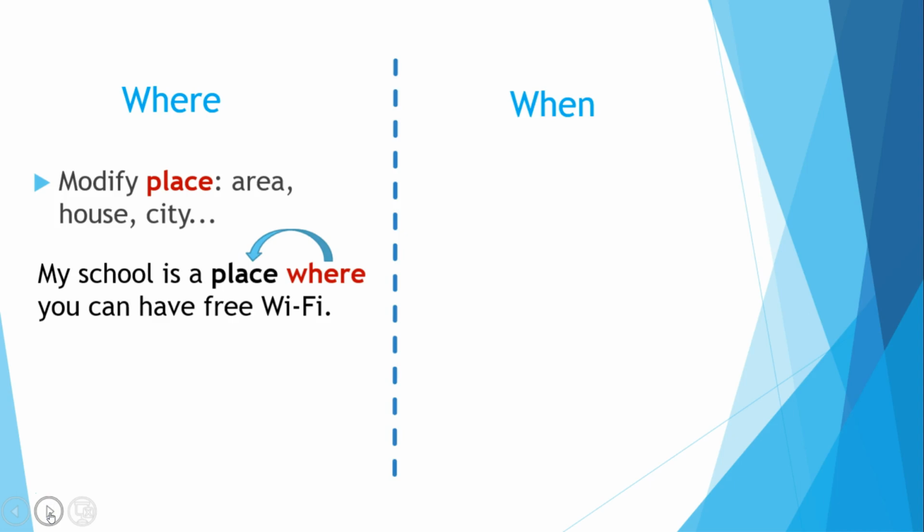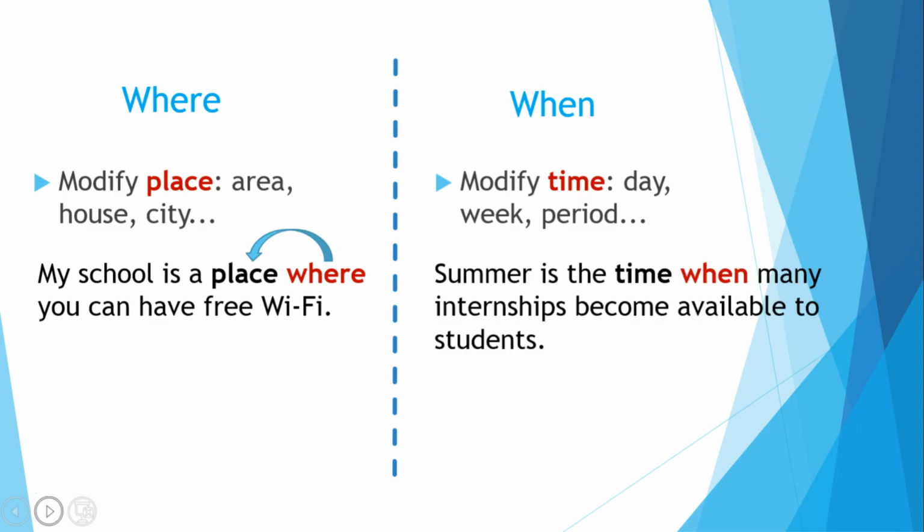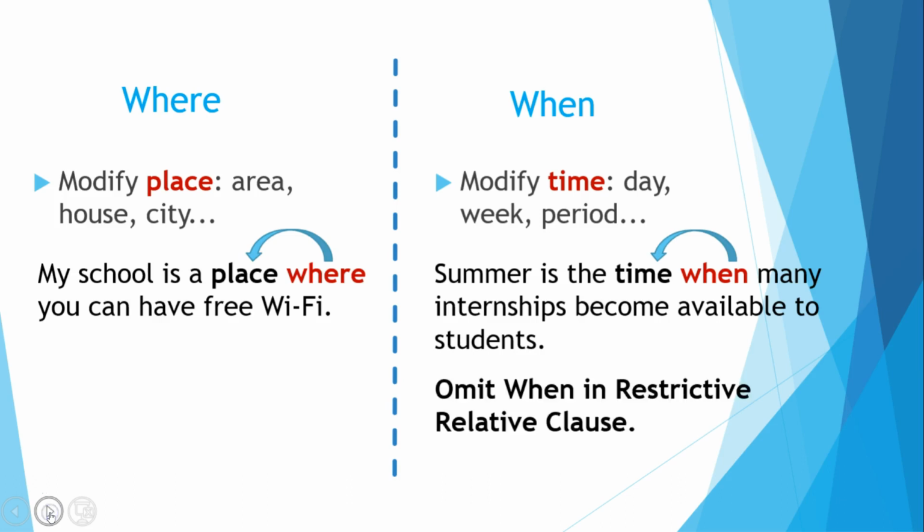Regarding when, we can modify time, such as day, week, any kind of time period. And we can say summer is the time when many internships become available to students. So time is our noun of time. We use when to modify. Many internships become available. Again, subject-verb order. There is an exception when it comes to when. You can omit the adverb when in a restrictive relative clause.